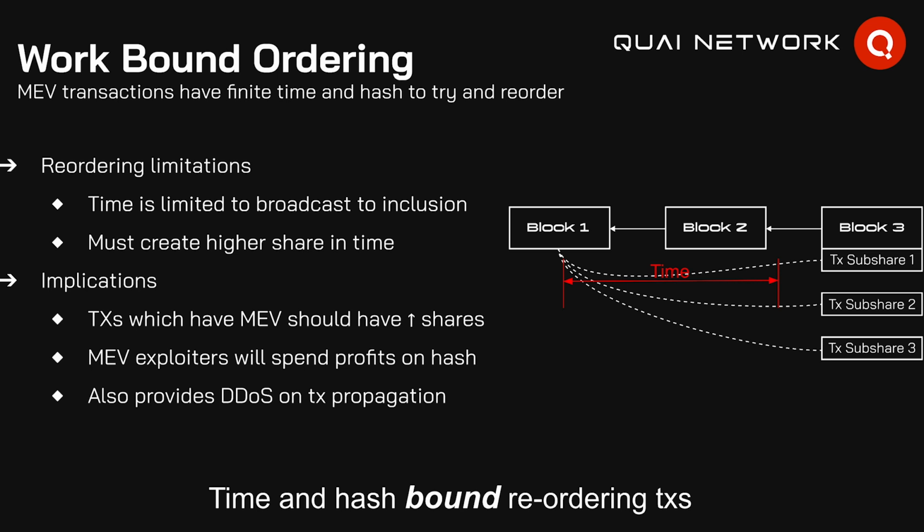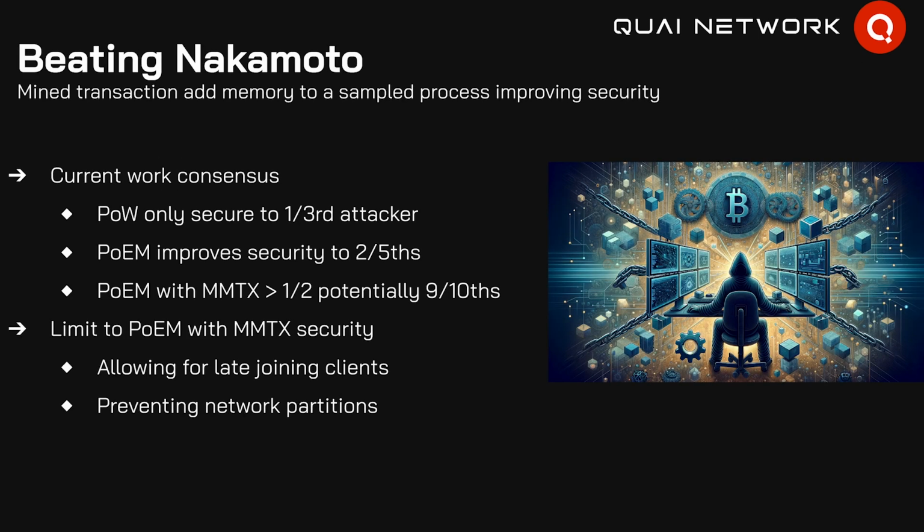With MMTXs, both time and hash, you're time and hash bound when reordering transactions. And so there's finally one really interesting thing that this all does, which is this creates a more secure consensus mechanism. I'm calling this beating Nakamoto, and mined transactions effectively add memory to a sampled process, which improves security. So this was one of the really counterintuitive things that came up when we were developing the security proof from PoW.